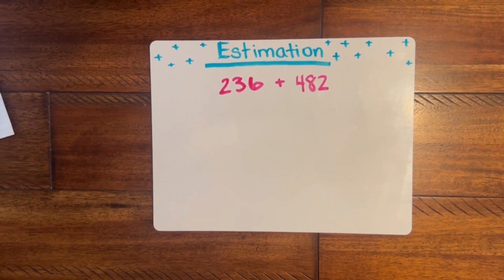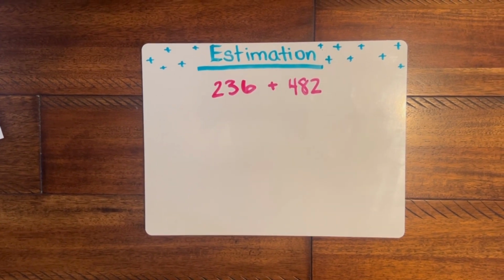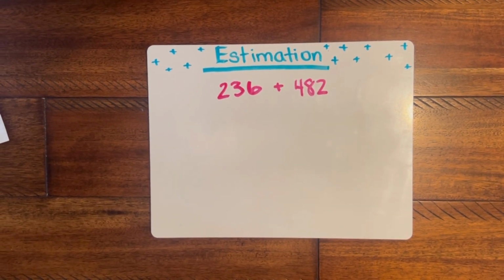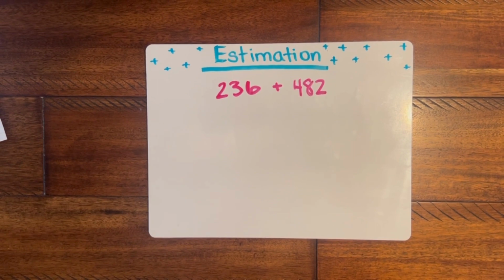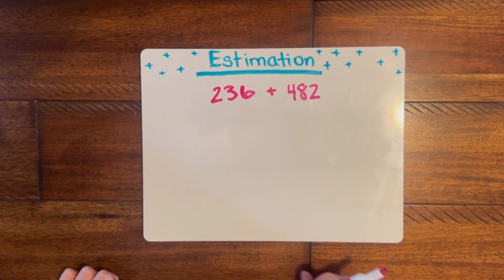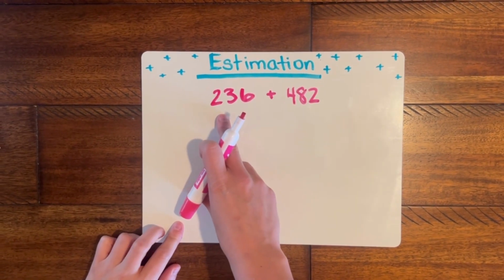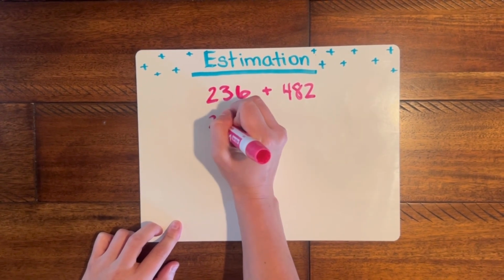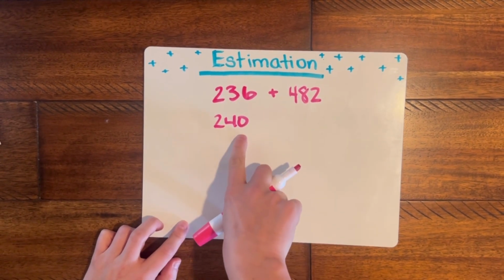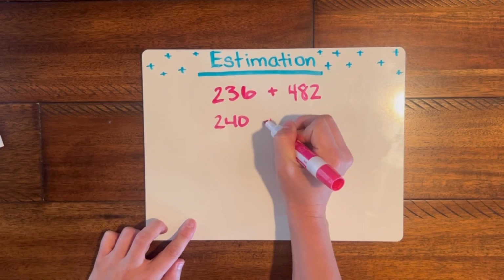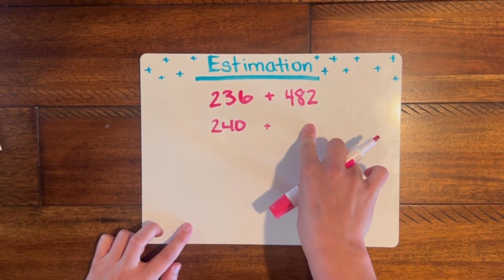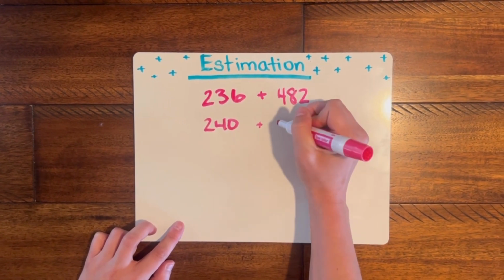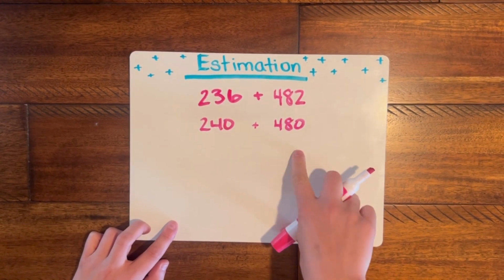Okay, so we're going to be looking at a 3-digit addition problem, and we're going to start with the estimation. So 236 plus 482, we're trying to find the sum. So we're going to round 236 to a friendlier number, which is up to 240. And we're going to do the same thing on the other side and round down to 480. This just allows us to have some nicer numbers to work with.